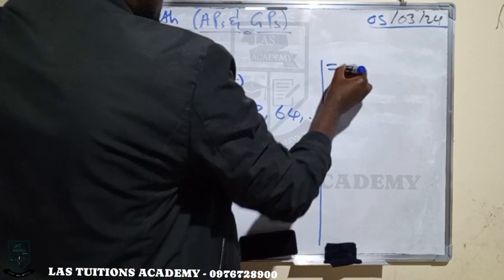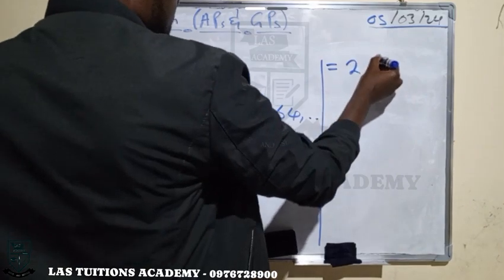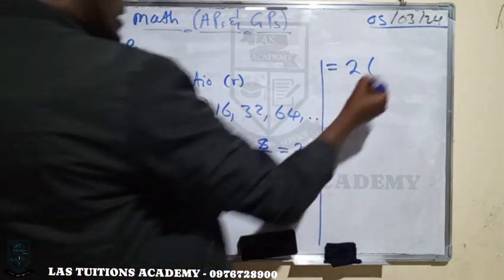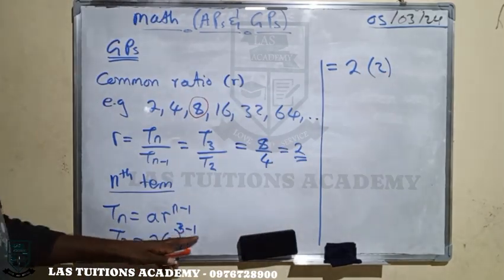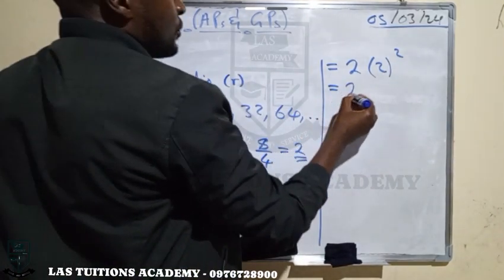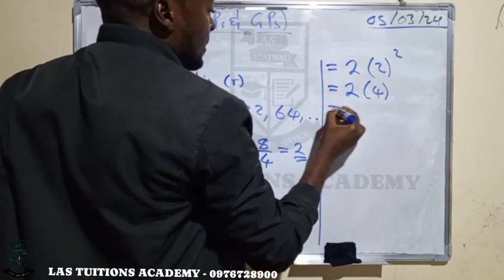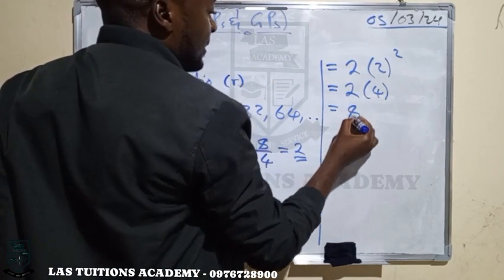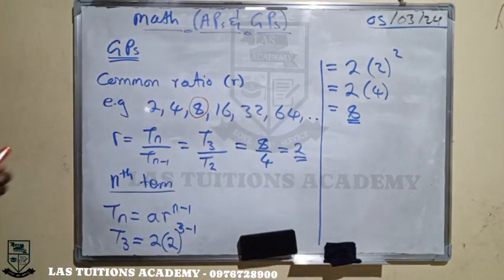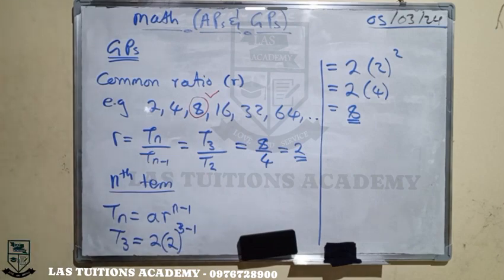Okay, this is equal to, so we have 2 here, we maintain the 2, then this is another 2 here. Then 3 minus 1, we get 2. So this becomes 2. Now 2 squared gives us 4. Then 2 times 4, we get 8. So we confirm that this is exactly correct. So we get our 8.